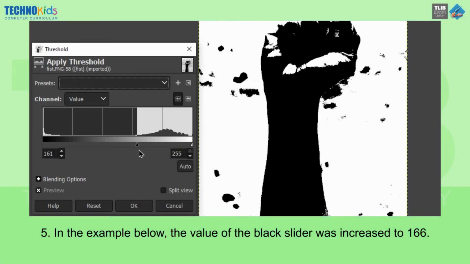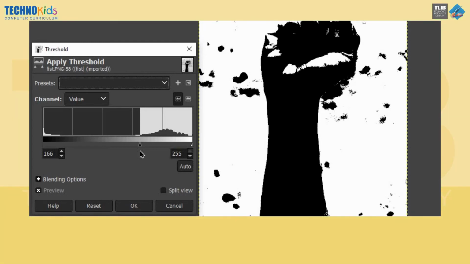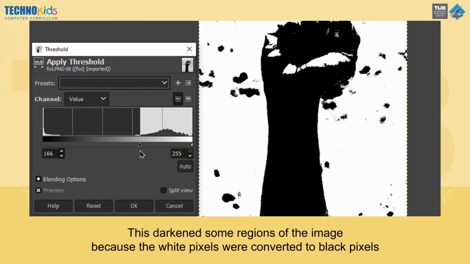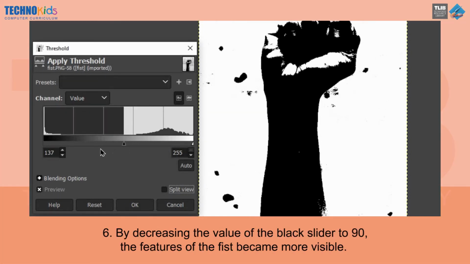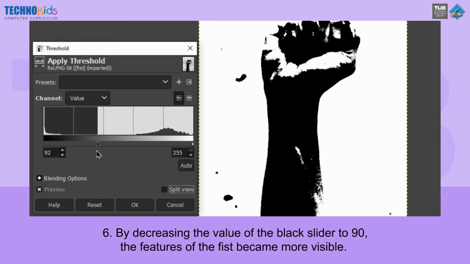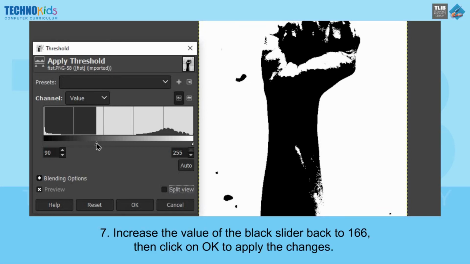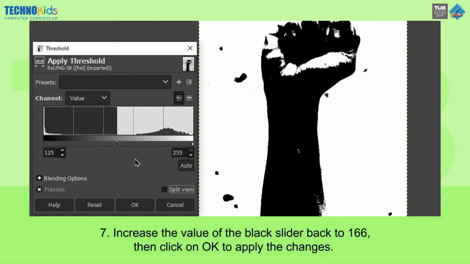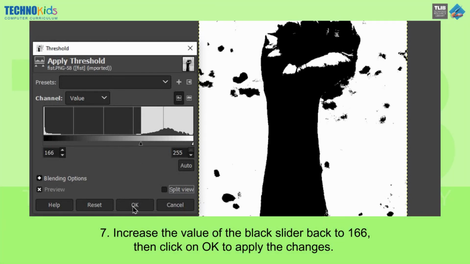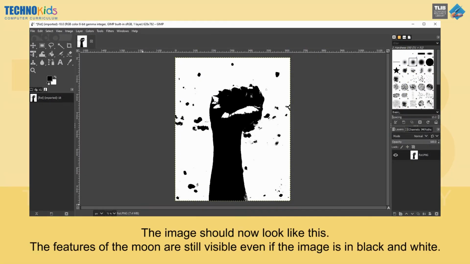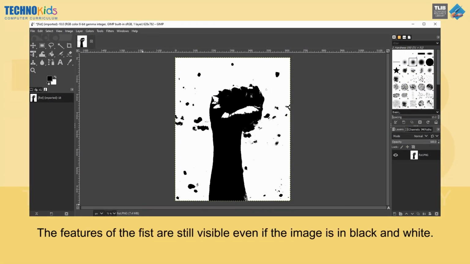In the example below, the value of the black slider was increased to 166. This darkened some regions of the image because the white pixels were converted to black pixels. By decreasing the value of the black slider to 90, the features of the fist became more visible. Increase the value of the black slider back to 166. Then click on OK to apply the changes. The image should now look like this. The features of the fist are still visible even if the image is in black and white.